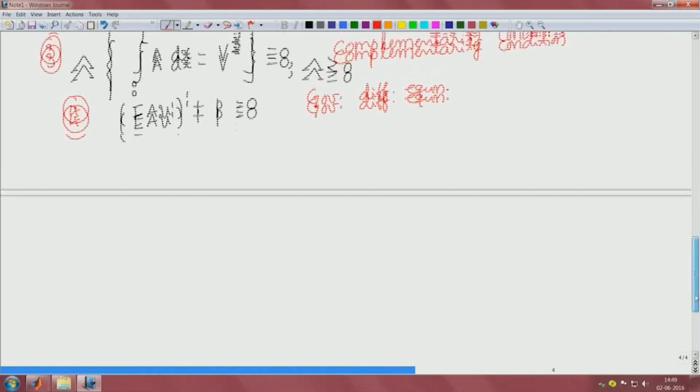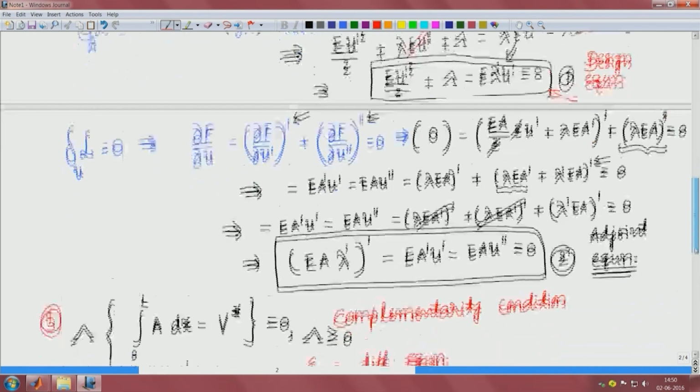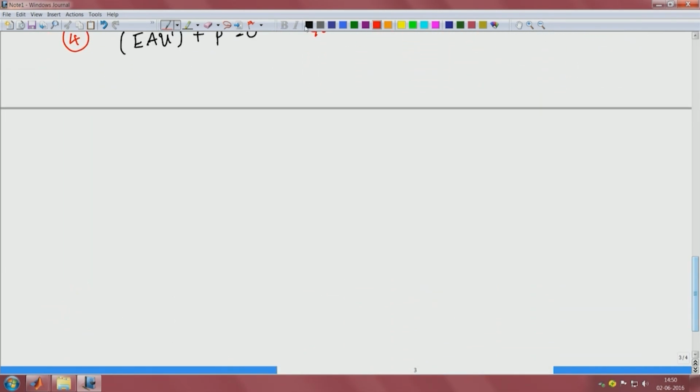So, we have 4 equations and 4 unknowns. Let us look at them and try to solve. Let me first show the first equation. You look at this, E u prime square by 2 plus lambda minus E lambda prime u prime equal to 0. So, let us first write that equation here.